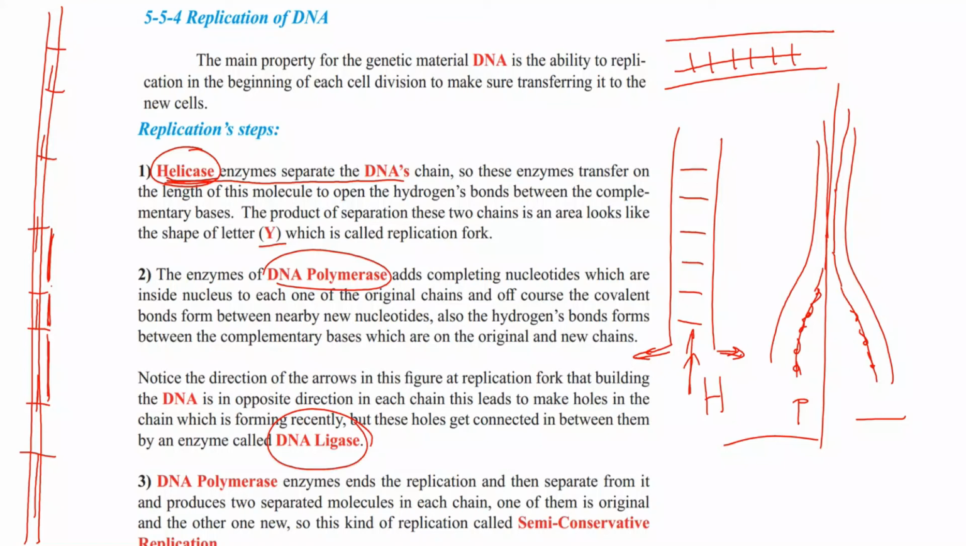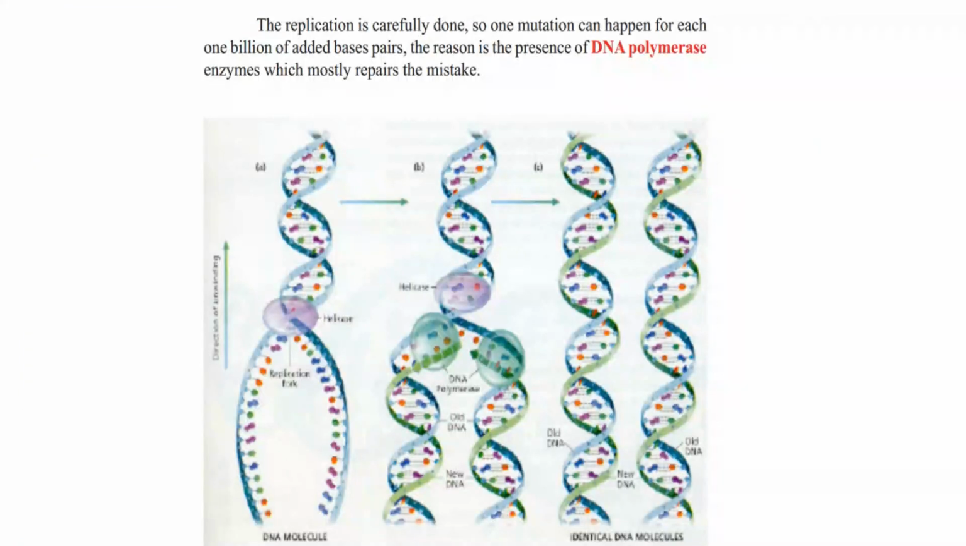As building is completed, the DNA polymerase enzyme and the replication fork separate from it and produce two separated molecules. In each one, one chain is original and the other one is new. So this kind of replication is called semi-conservative replication.